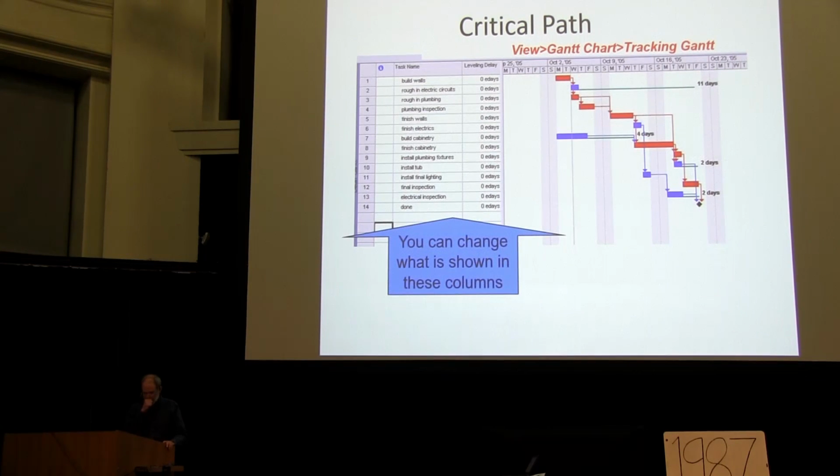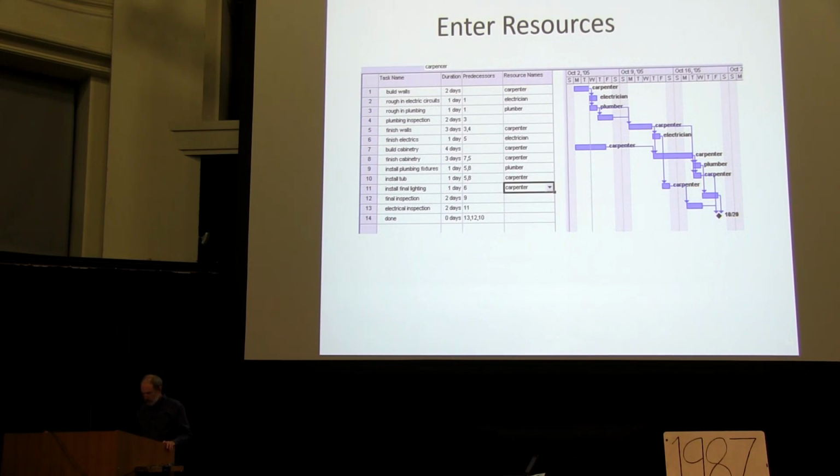Critical path. Sometimes it comes up automatically. Sometimes you've got to ask for it specifically. In Microsoft Project, it says tracking Gantt is how to get that up. And you can see, you can actually get it in some of the advanced ones to show you the slack. Those are the number of days there. So that's critical path. You can put in the resources and it'll remember and give you a drop-down list.